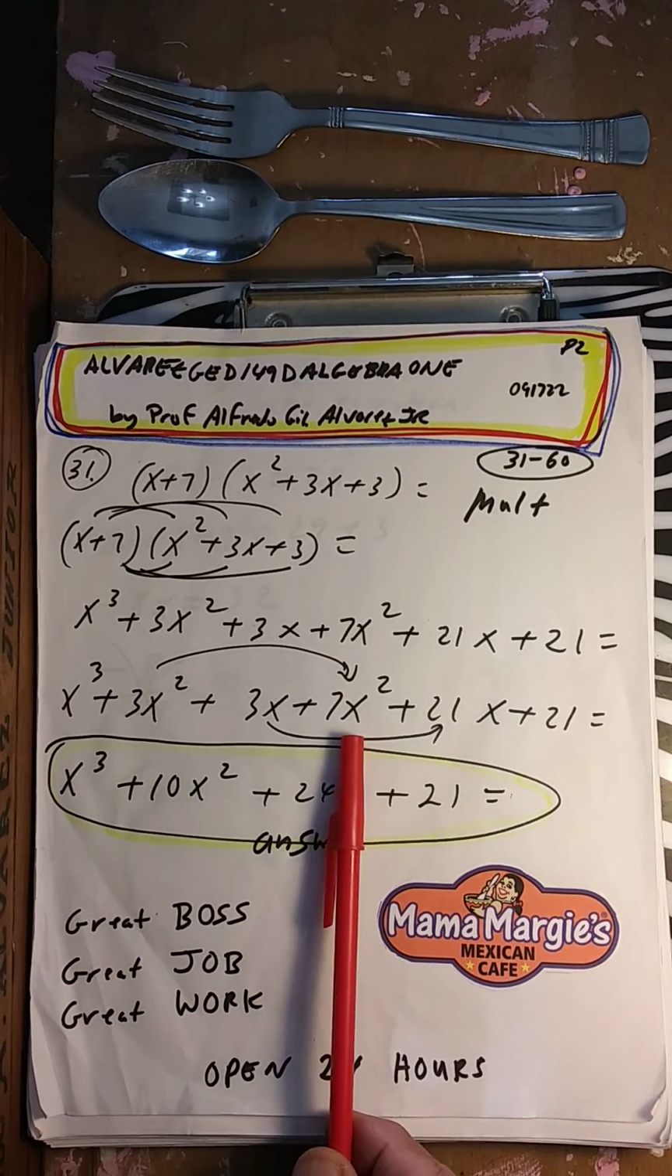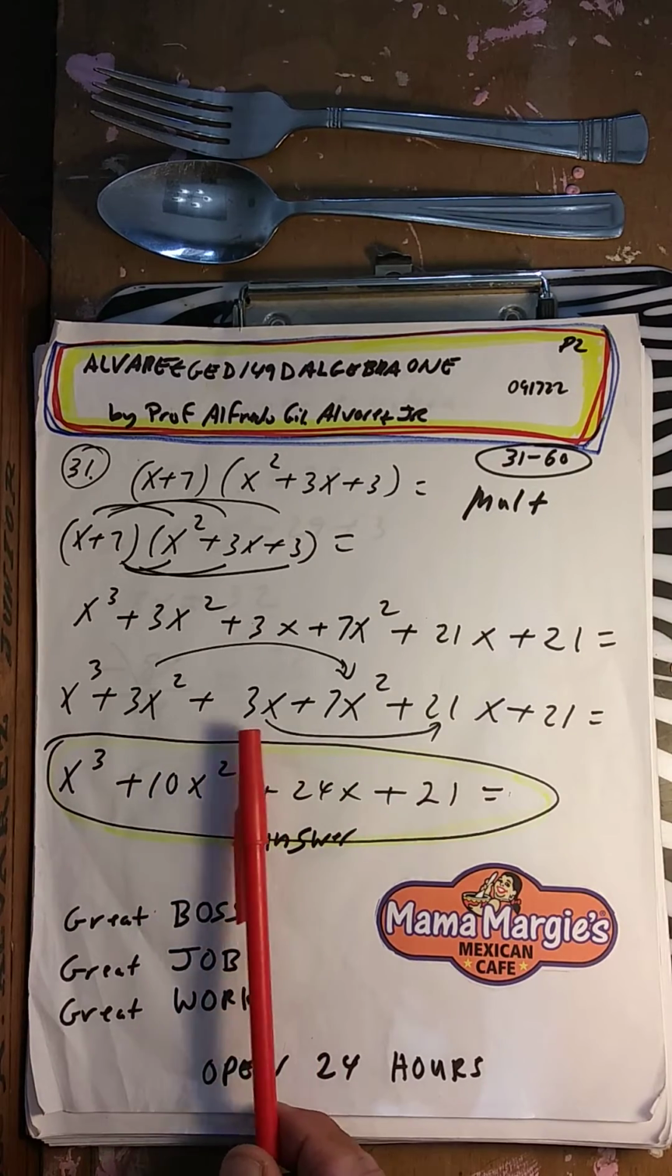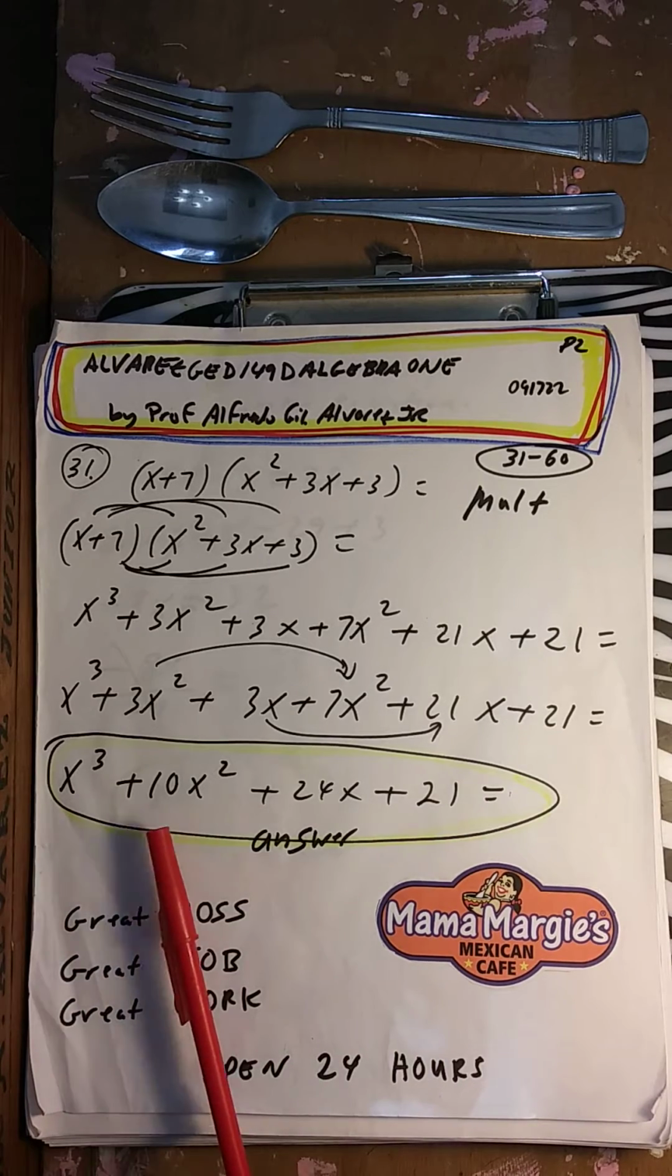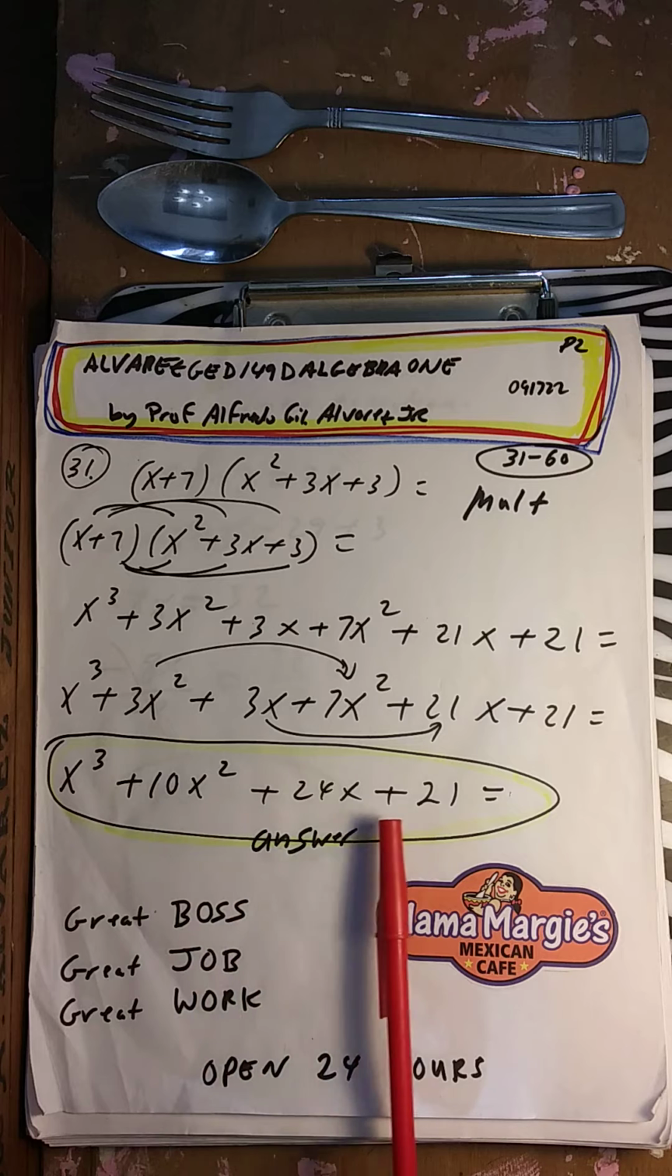3x squared and 7x squared, put them together, that's going to give you 10x squared. And then 3x and 21x is 24x, and 21, bring it down. So the answer is x cubed plus 10x squared plus 24x plus 21. That's it.